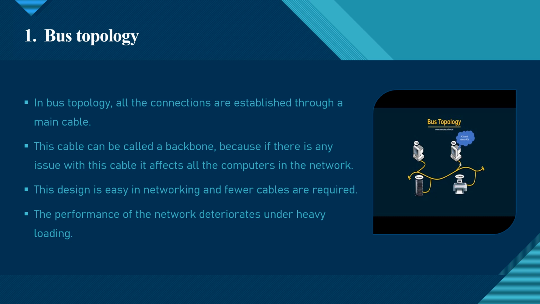Bus topology. In bus topology, all the connections are established through a main cable. This cable can be called a backbone because if there are any issues with the cable, it affects all the computers in the network. This design is easy in networking and fewer cables are required. The performance of the network deteriorates under heavy loading.